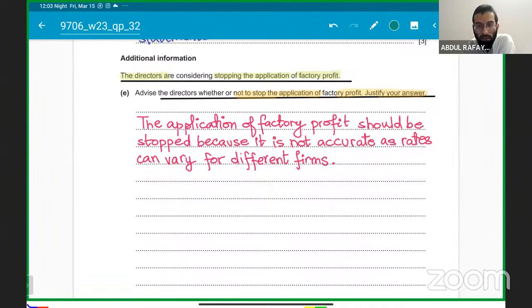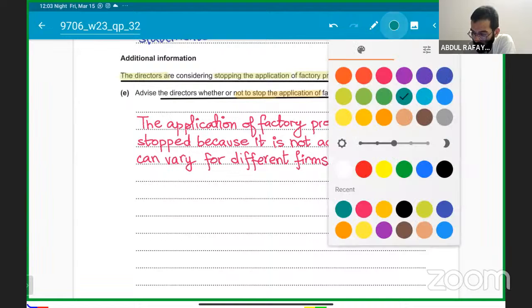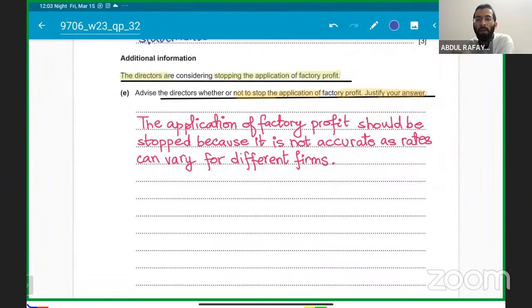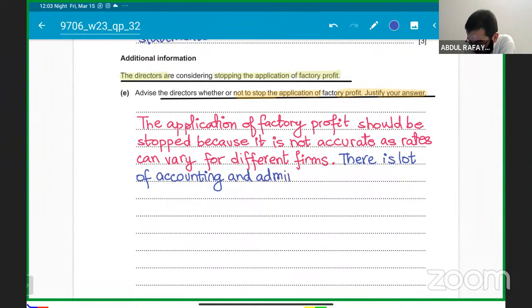Secondly, अभी हमने ये हमारा एक पॉइंट, ये आप पॉइंट लिख सकते हैं टू बी ऑन द सेफ साइड, कि अभी फैक्ट्री प्रॉफिट की वजह से सारी कैलकुलेशन करनी पड़ी. सो इट इज टाइम कंज्यूमिंग, there is a lot of administration and accounting cost involved in factory profit, which means कि आपको एक accountant चाहिए, you need a person, there is a lot of accounting and administration cost involved with factory profits.